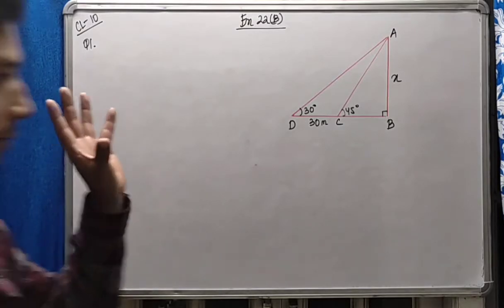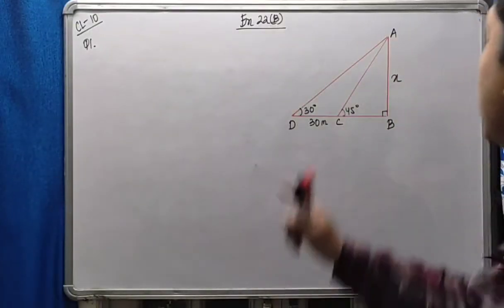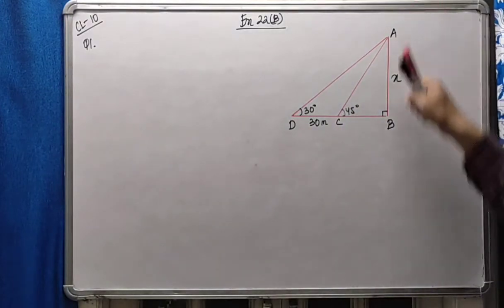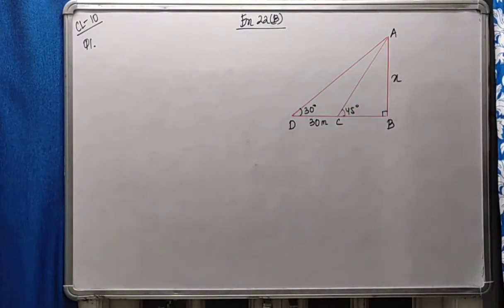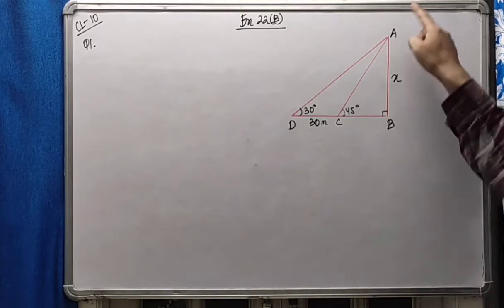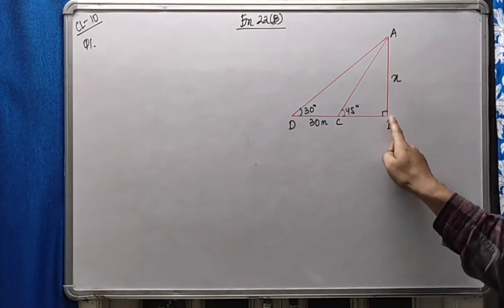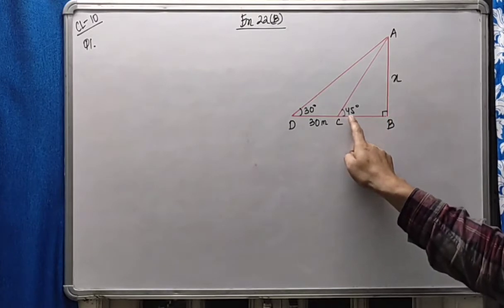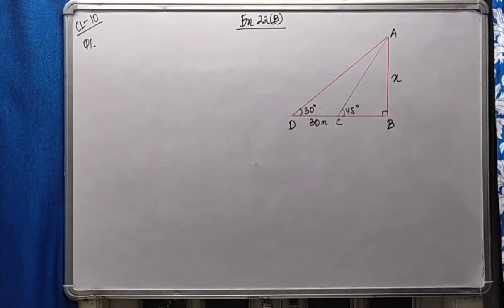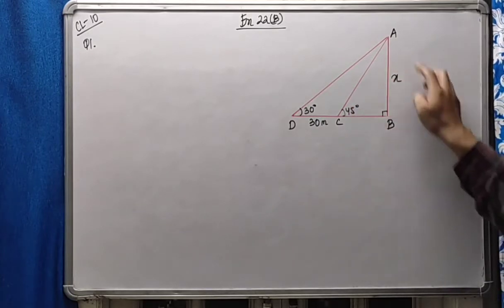In this question number 1, you can see a right angle triangle is given to us. There are two right angle triangles. One is 90 degree at B, and one of the angles is 45 degree, the other angle is 30 degree. This side is x. We need to find the value of x.